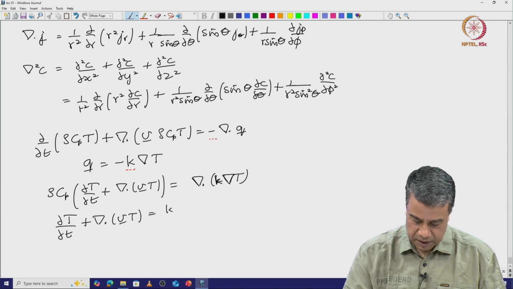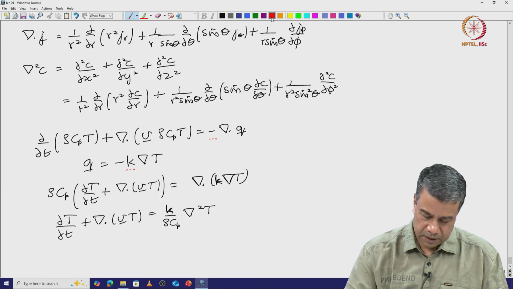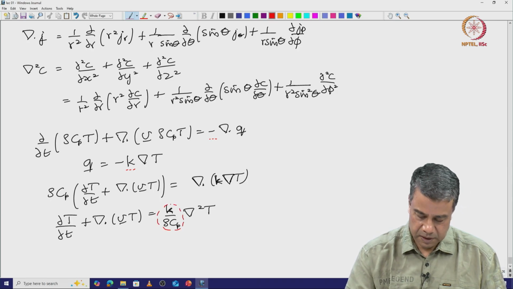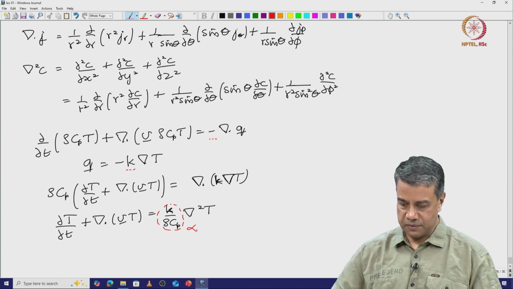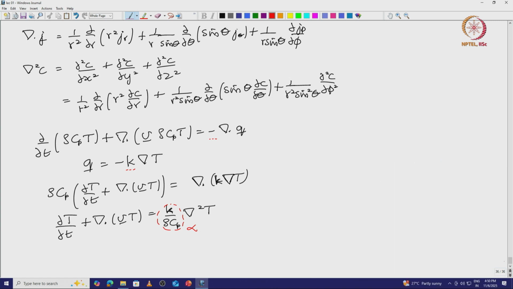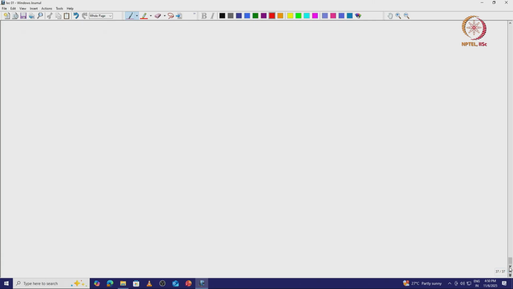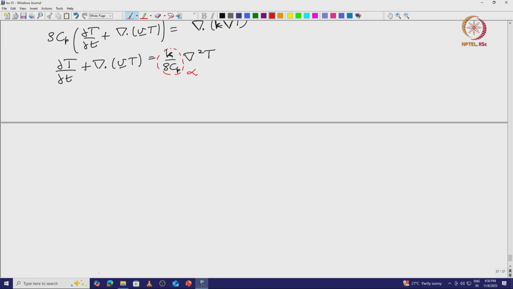And here I get K by rho Cp del square T, and this term here is the thermal diffusivity alpha, okay, the thermal diffusivity which we will call alpha in this course. Okay. So, that is a summary of the mass and energy conservation equations. Okay. Then I had derived for you the mass conservation equation for the total fluid density.